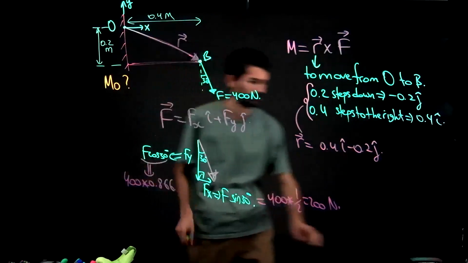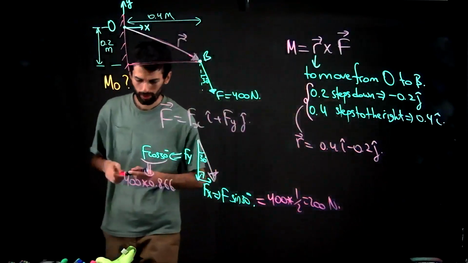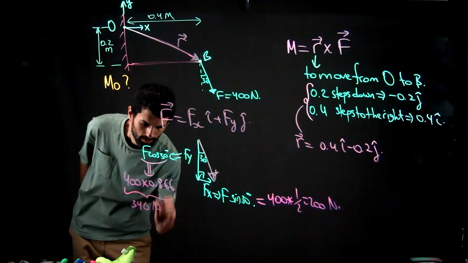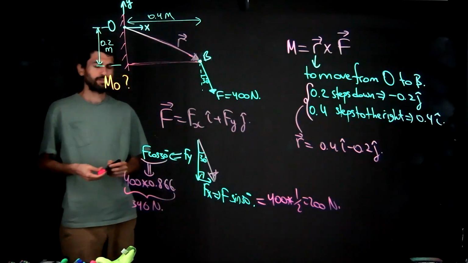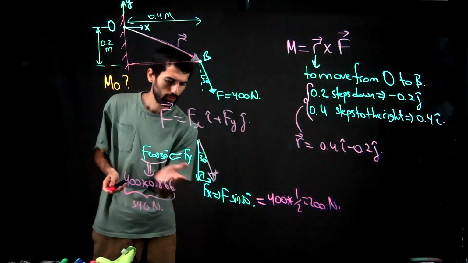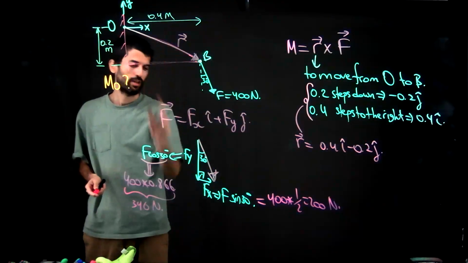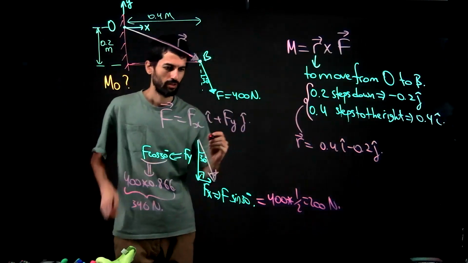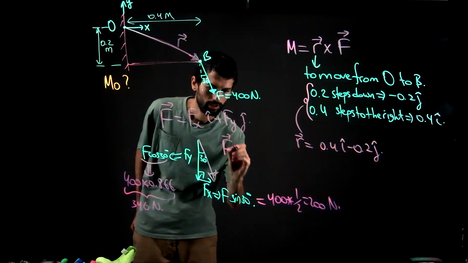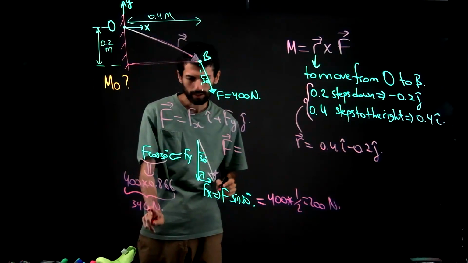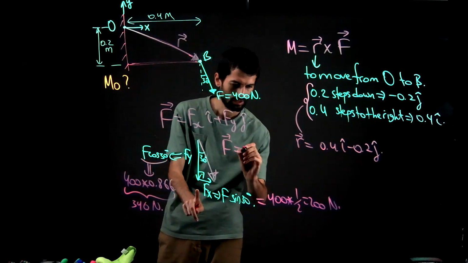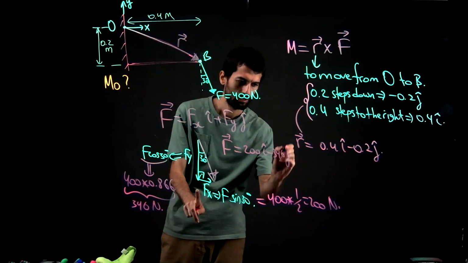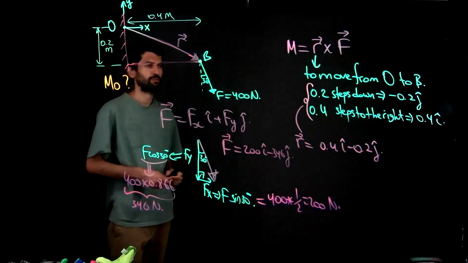Let me calculate it. This one will be 346 newtons. I know that F_x is positive because it's in the positive x-axis, but F_y is negative because it's in the negative y-axis. So the force will be 200i minus 346j. That will be the force.